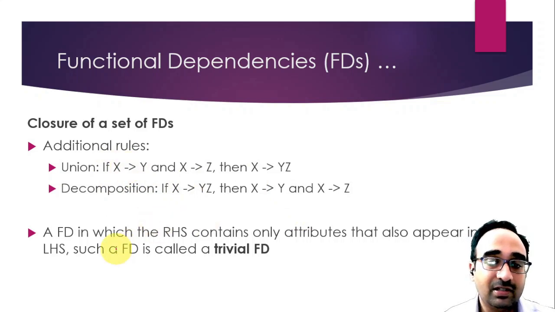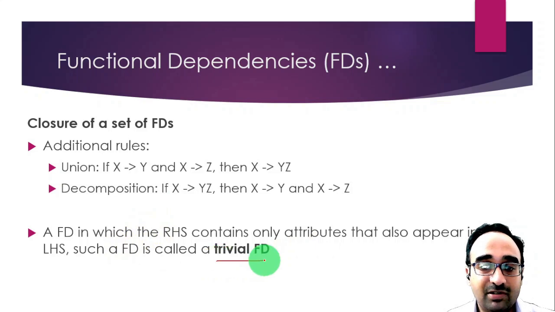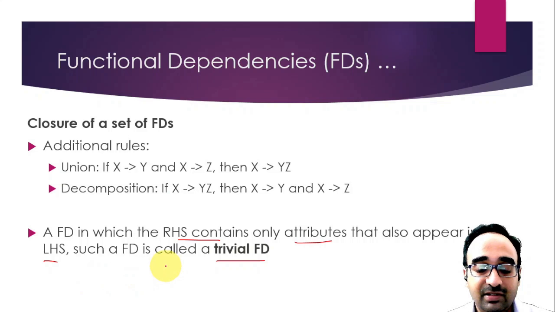Okay, and here we are defining something called a trivial functional dependency. So what is a trivial functional dependency? If you take a functional dependency where the RHS contains only attributes that also appear in the LHS, then that is called a trivial FD. So can you think of examples for trivial FDs based on this definition?